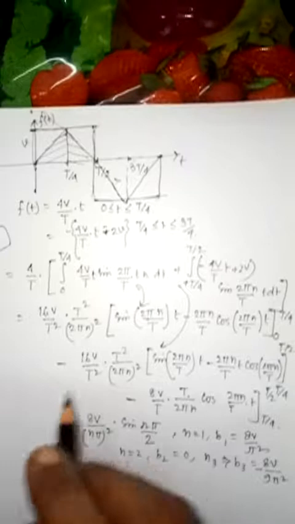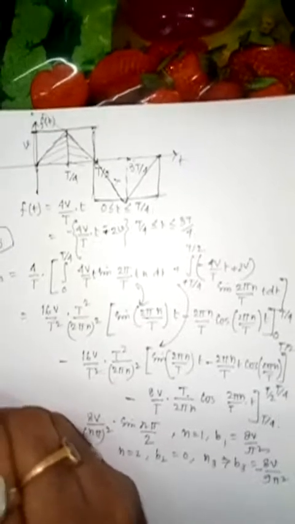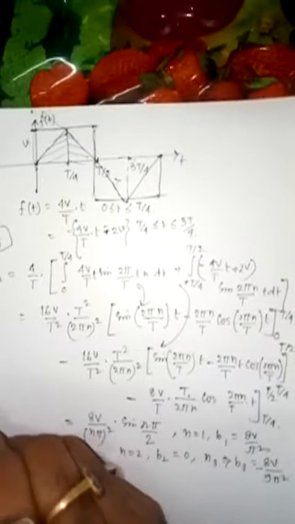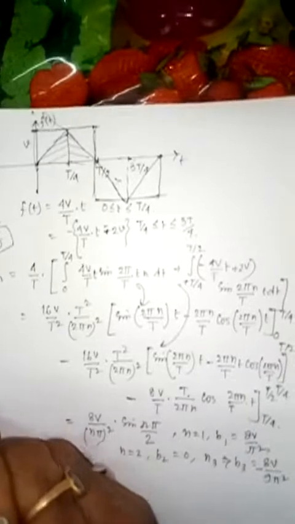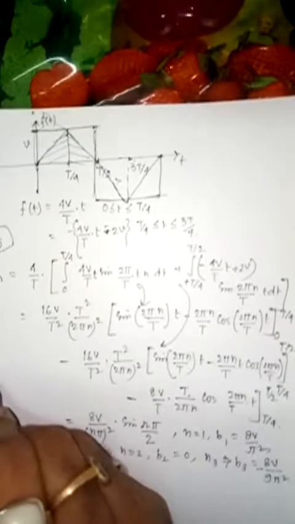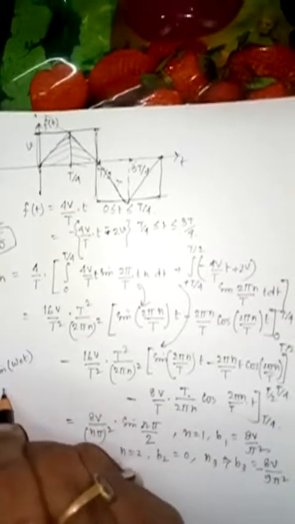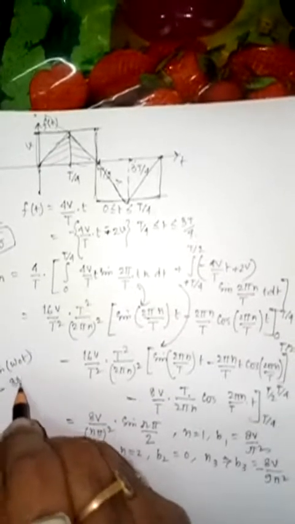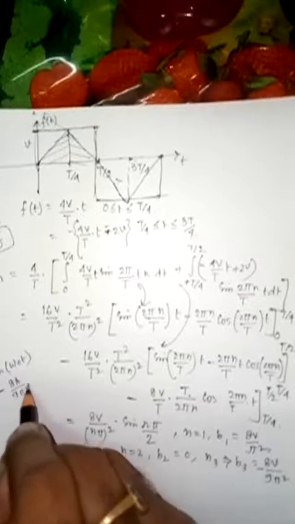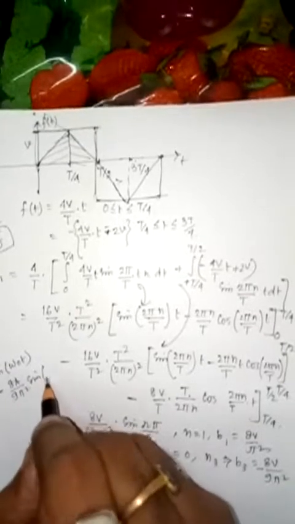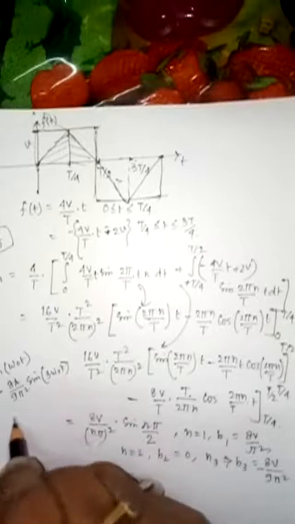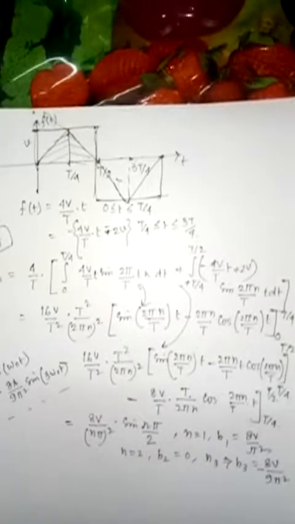There is no a0, so the final f(t), if transformed by Fourier, should be 8A by pi square sine of omega 0 t, because n equals 1, minus 8A by 9 pi square sine of 3 omega 0 t, and so on. So that is in short the full output of this particular problem.